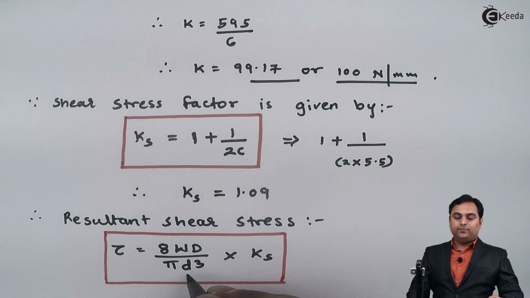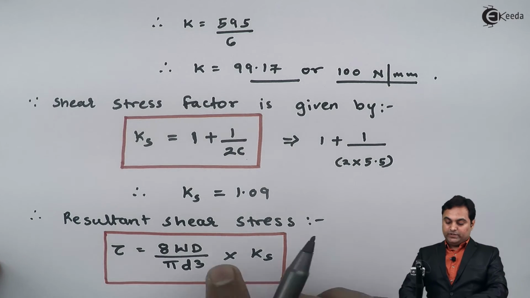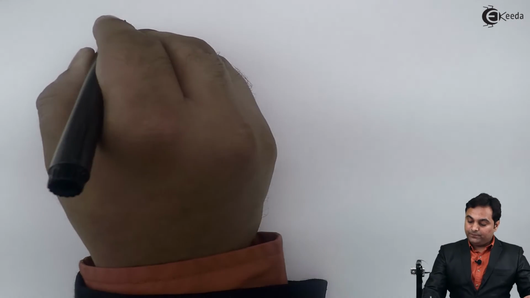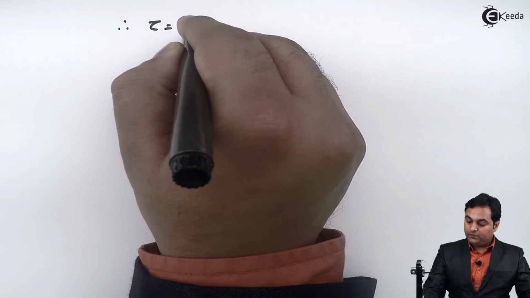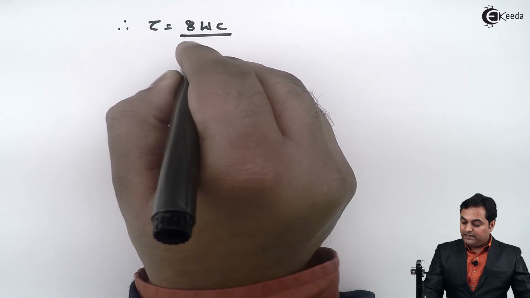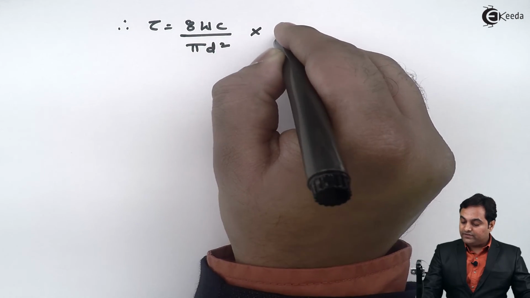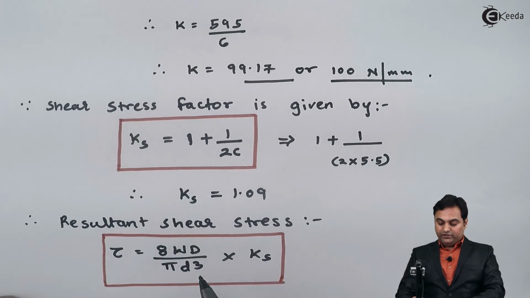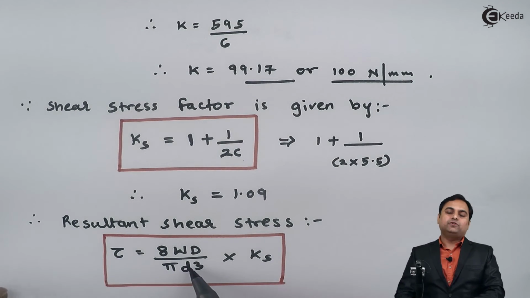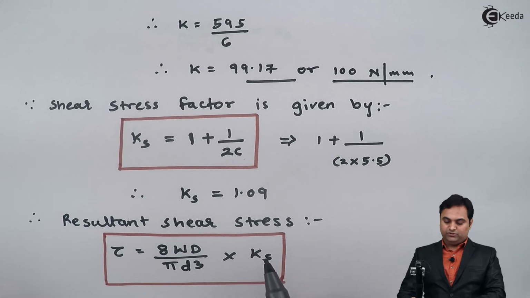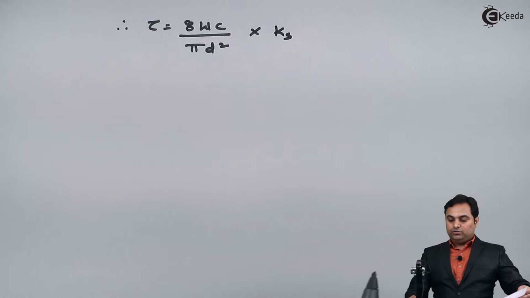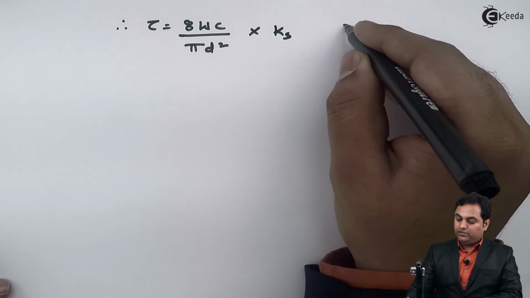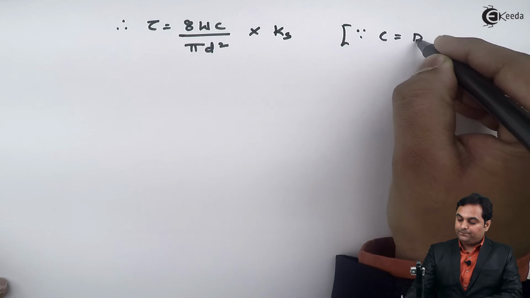Now I know that capital D upon small d, that is equal to spring index. So I'll replace this by C and write it as, this formula will change. So therefore shear stress will be 8 WC upon pi d square into Ks, shear stress factor. See why I am using this value of C, because in this problem we don't have the value of capital D and small d, so we cannot find any other value, that is two unknowns are there in the same equation. So if I have any one value, I can calculate the other. So I am replacing capital D and small d by C.